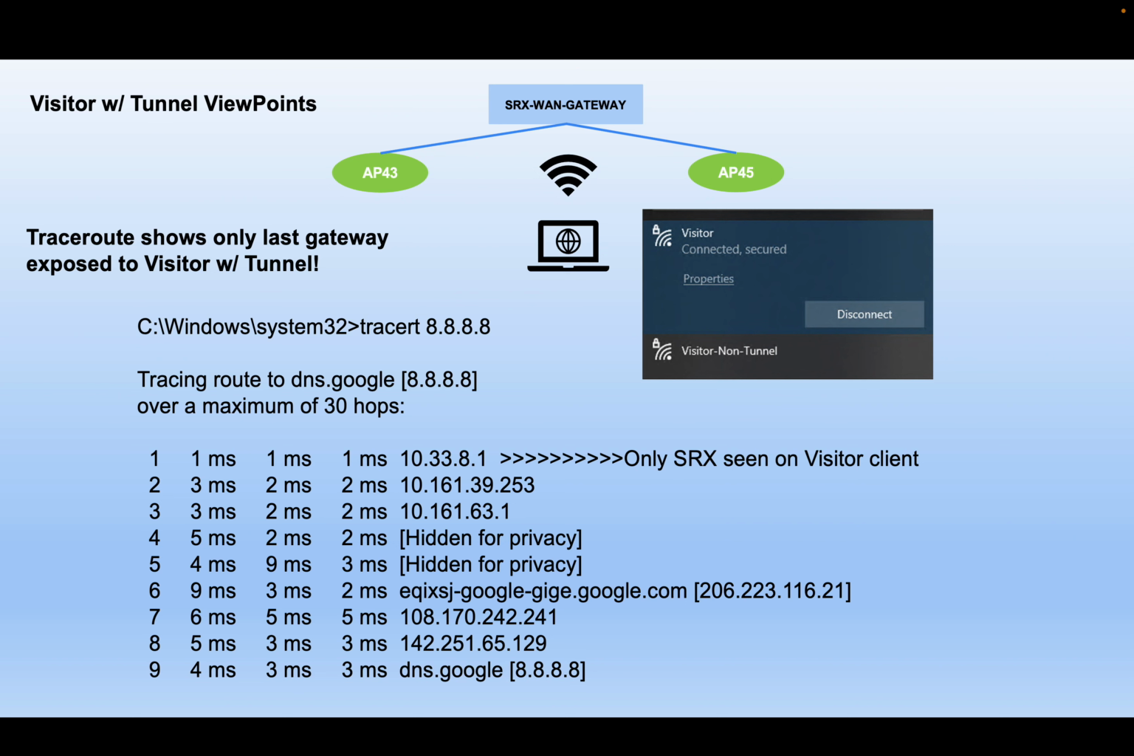On this output, we confirm a traceroute to Google DNS with the help of the tunnel to Mist-H. We only see the SLX gateway, and we're not able to see any other internal network device. This confirms Mist-H is functional.